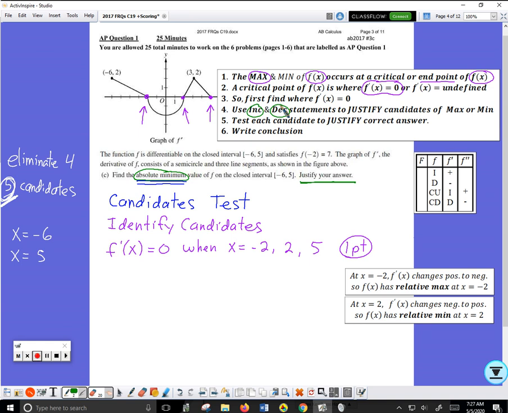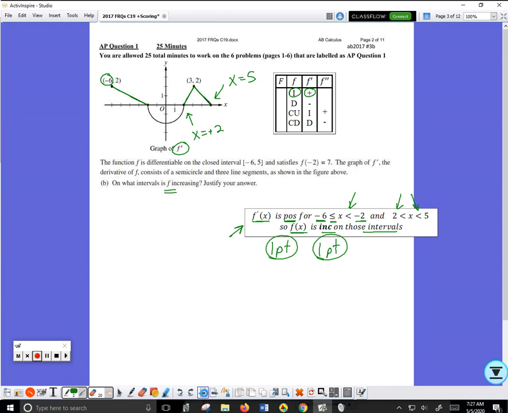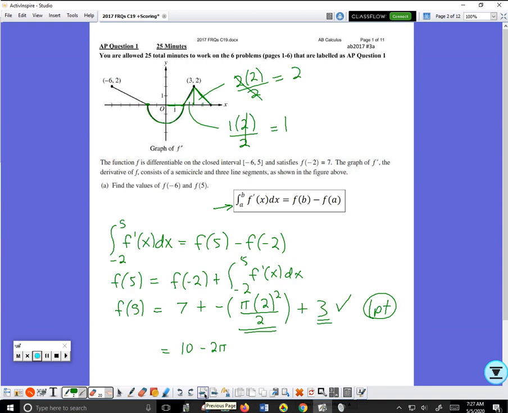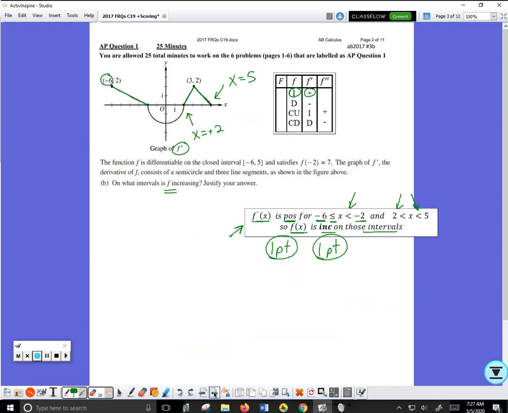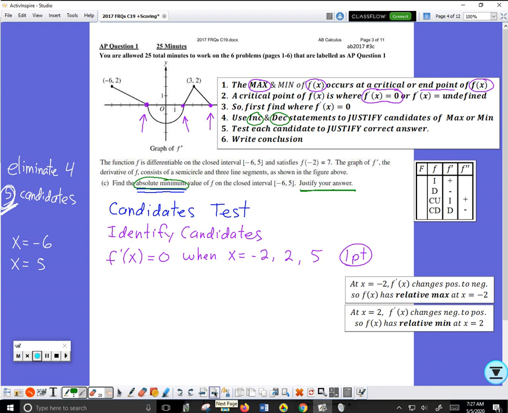So, what do I want to do on this one? On this one, I've already found, if you look here, in part A, f of negative 6 and f of 5. So I've already found the endpoints. So I've already tested two of the candidates. I have already found the values of f here and here. I would need to test or eliminate the other three candidates, the candidates here.